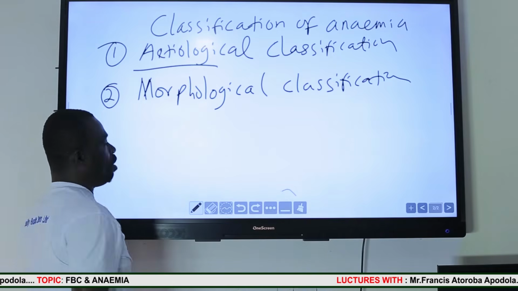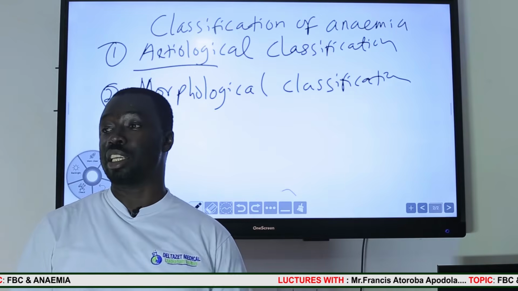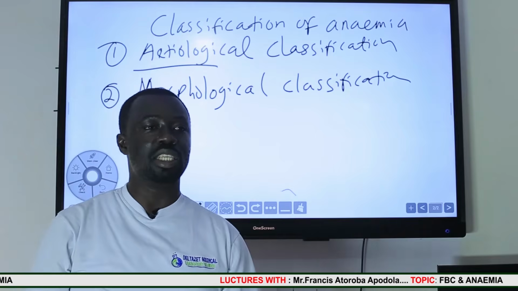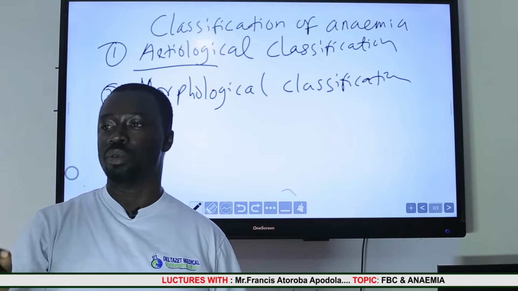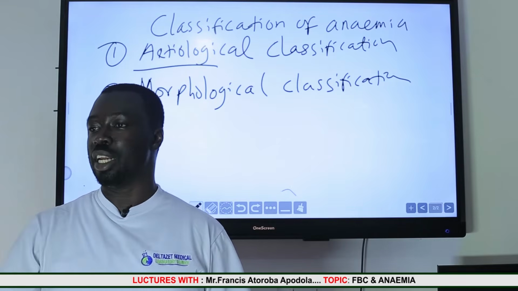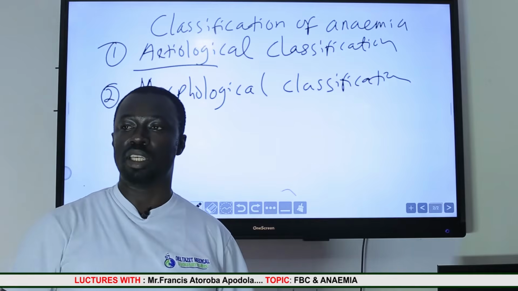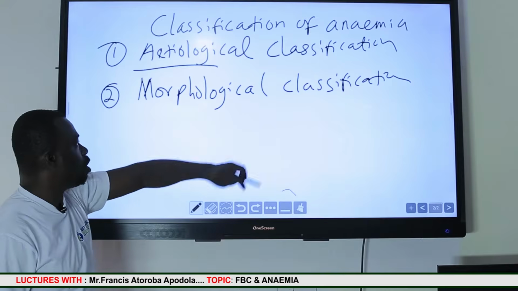The word etiology means cause. Etiology is the study of what? The causes of what? Disease. Etiology is the scientific word for cause, or the medicine word for cause. Cause is just an English word. When we translate cause to medicine language, it is called what? Etiology. So we have the classification of anemia.